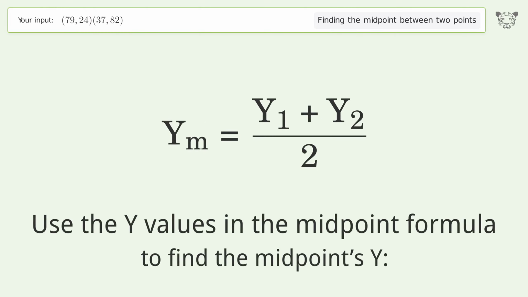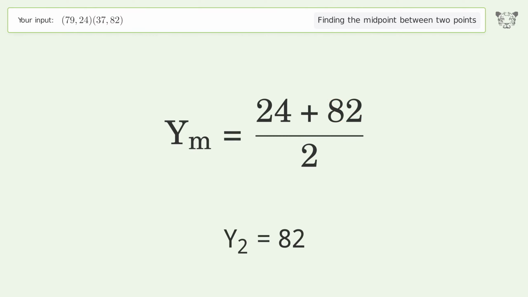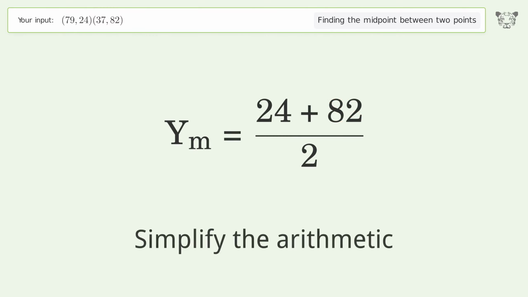Use the y values in the midpoint formula to find the midpoint's y. y1 equals 24. y2 equals 82. Simplify the arithmetic.